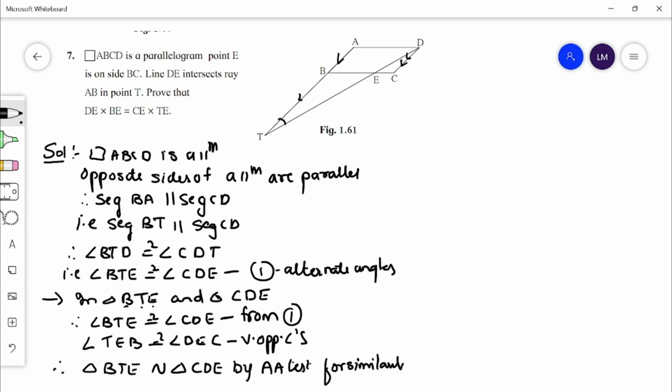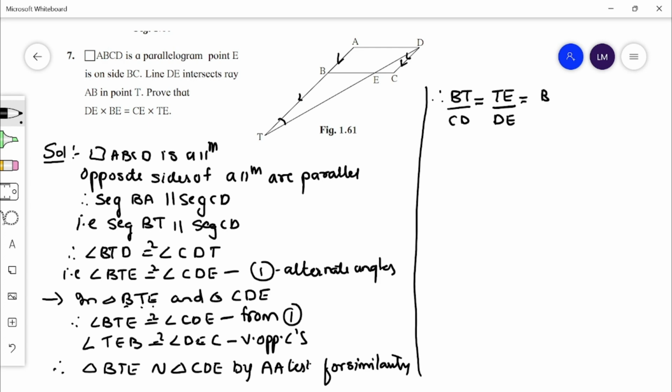Right? Now students, we got the test. Now we will have to write it in the ratio form. So therefore, first second, that is BT upon CD, is equal to second third, that is TE upon DE, is equal to first third, that is BE upon CE. Reason, corresponding sides of similar triangles.